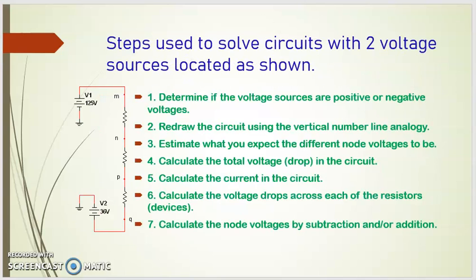Now we have listed the steps we're going to use to solve these circuits with two voltage sources. First, we're going to determine if the voltage sources are positive or negative. We're going to redraw the circuit using the vertical number line analogy. We're going to do an estimation. This always helps in a final calculation. We're going to calculate the total voltage drop, then the current, before we calculate the individual voltage drops across each of the resistors. Finally, we calculate the node voltages by addition or subtraction.